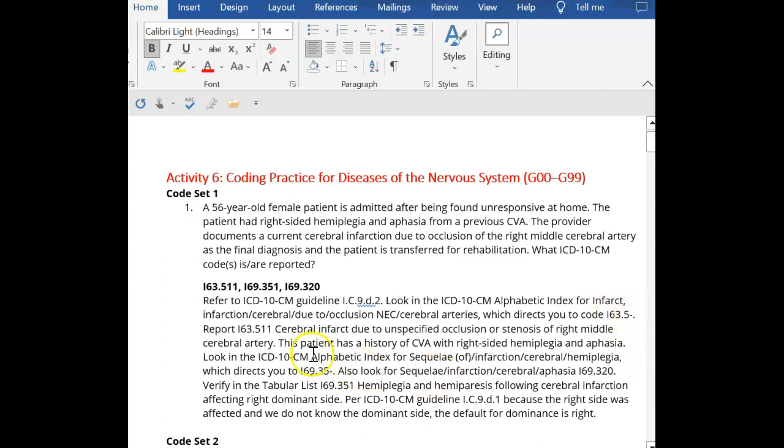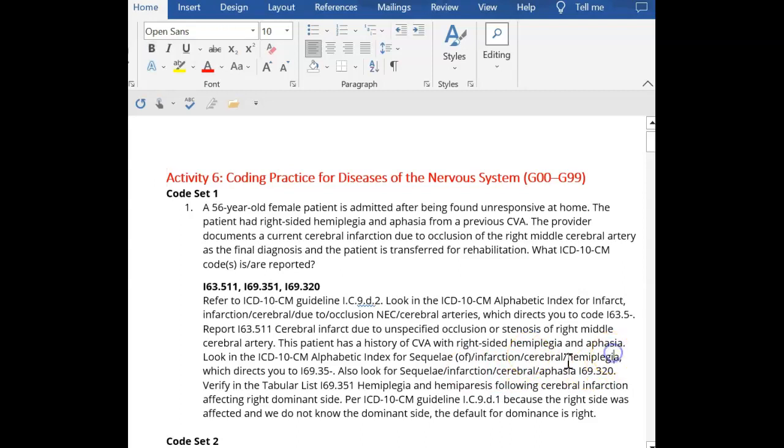As you can see here, the patient has a history of CVA with right-sided hemiplegia and aphasia. So what we want to do is go under sequela. If you go under history of, you're not going to find the code that you want because these are going to be Z codes. Sequela means that it's a late effect, that they're still having issues with their hemiplegia and then aphasia.